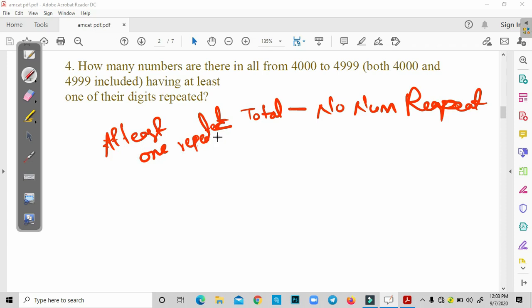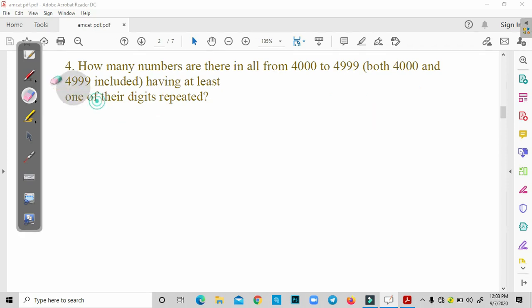Now see, I am telling you once again, if you want to find out at least one digit repeated, you can always find total minus no number repeated. Now, first we are going to find out how many numbers are possible.